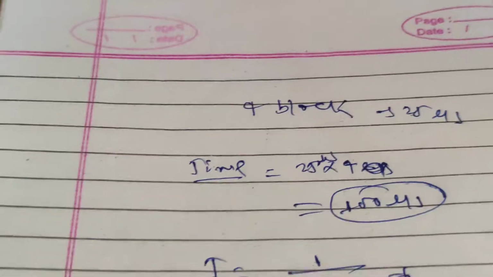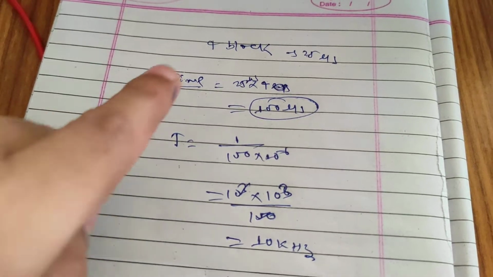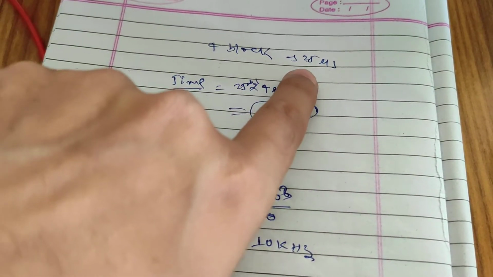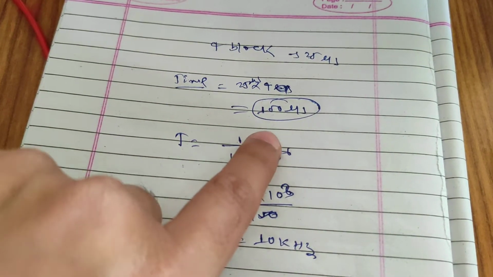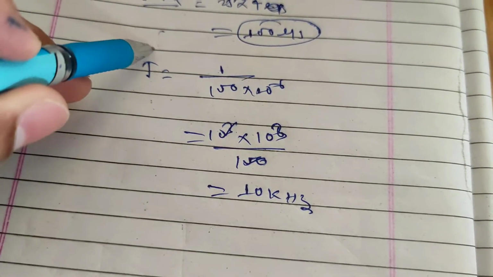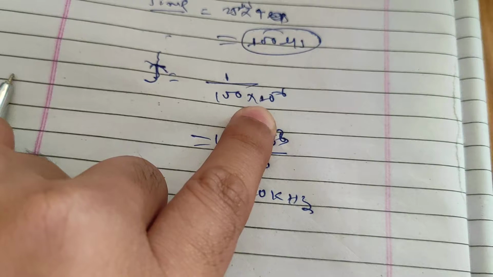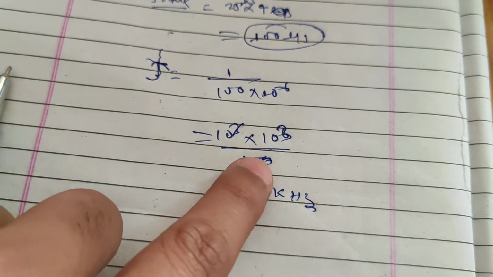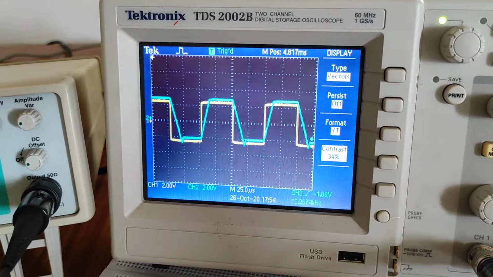This is the calculation which I have done. This is your 4 blocks of input and each block is 25 microsecond. Now the total time is 25 microsecond into 4, which is 100 microsecond. So this is the time period, and the frequency will be 1 by 100 microsecond, which is 10 kilohertz. Now if you look at the function generator, it is around 10.26. So whatever input we have given, it is around 10 kilohertz.